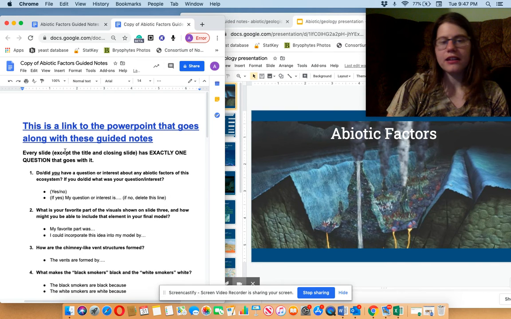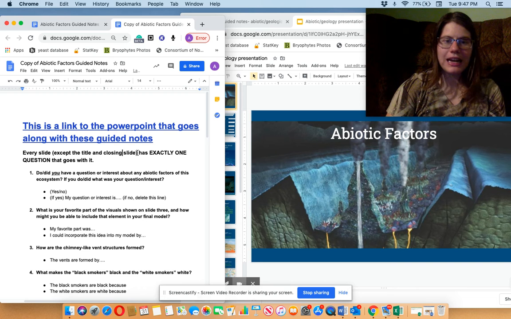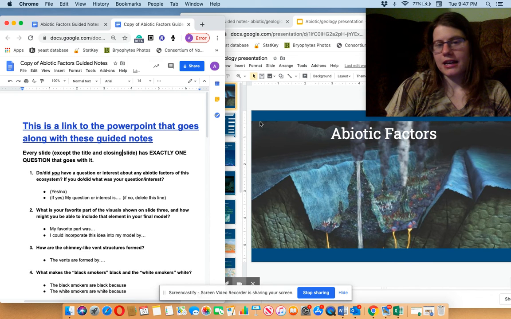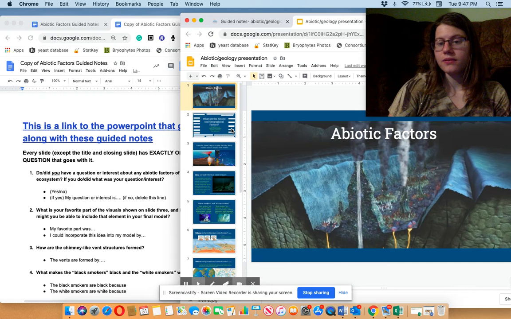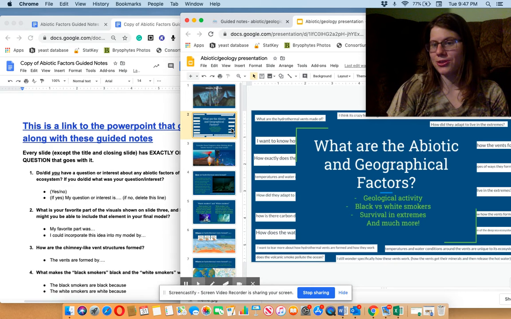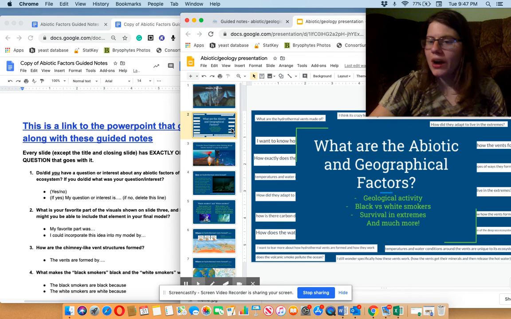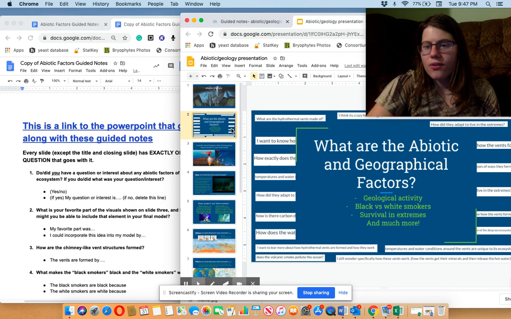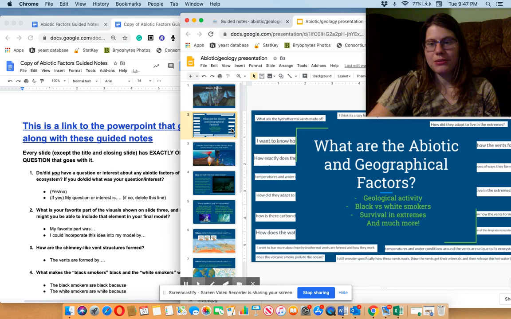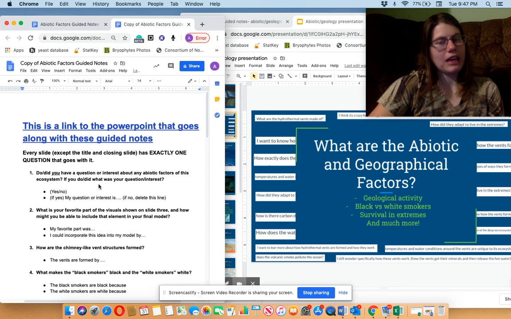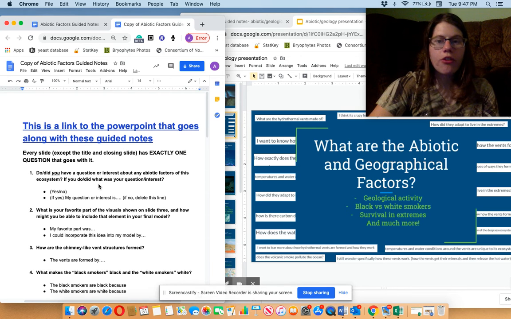Every slide, except for the title slide and the closing slide, has exactly one question that goes with it. This slide has no question, but the very next slide does. Now, this slide has a lot of questions on it, a lot of questions you guys wrote. How did the vents form? How did the creatures adapt to extremes? All of that jazz.